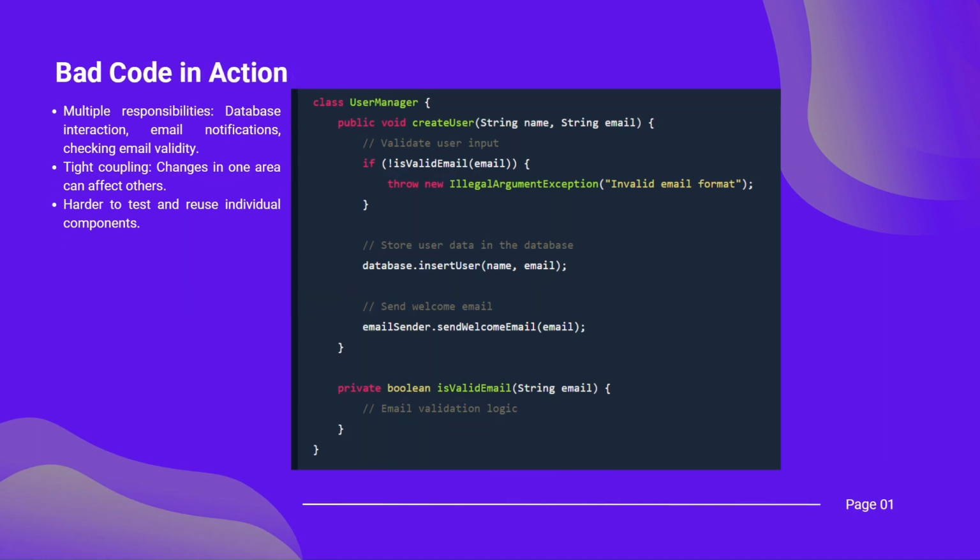Let's take a look at this example to illustrate the previous slides. So let's consider a class called user manager with these responsibilities: storing user data in a database, validating user input, sending email notifications. This class has multiple responsibilities: database interaction, email notifications, checking email validity. It's also very tightly coupled with other things in the code, where changes in one area can affect others. Also, it's harder to test and reuse the individual components of this class.